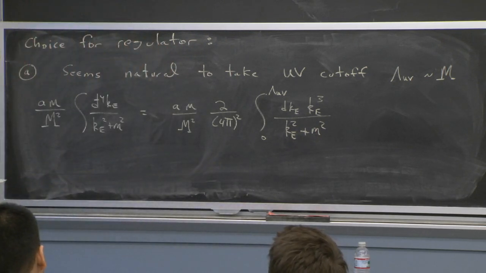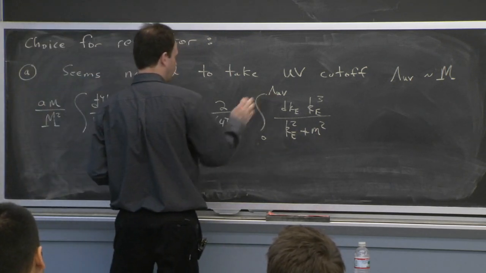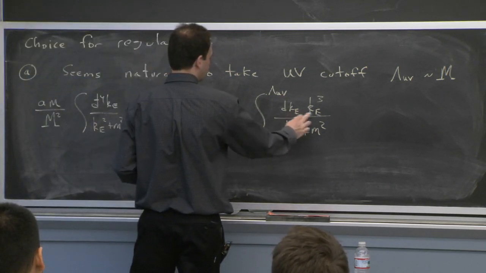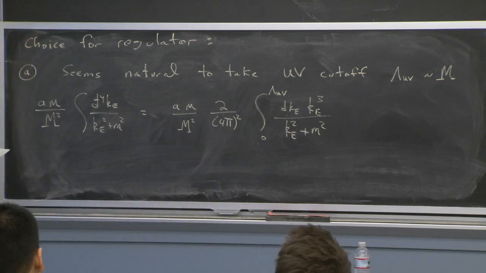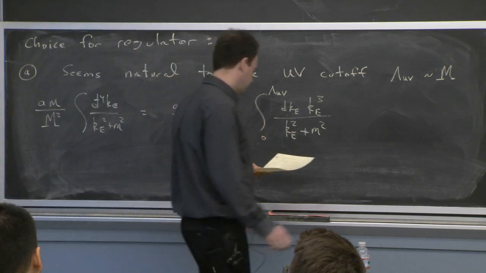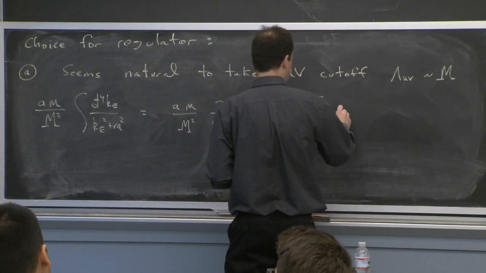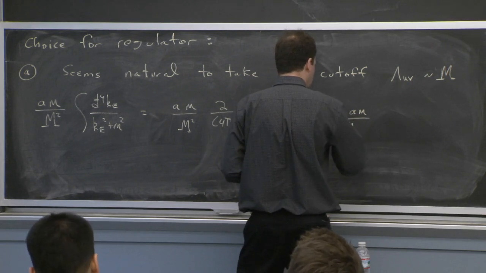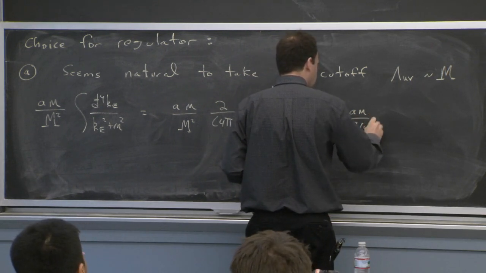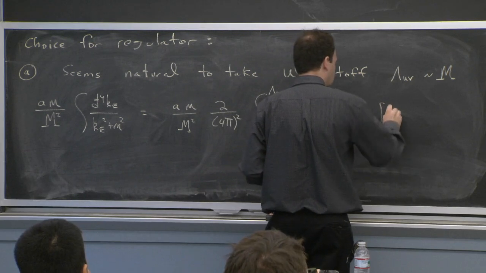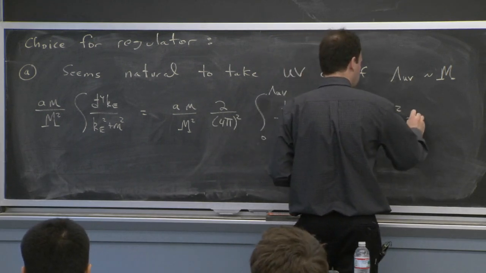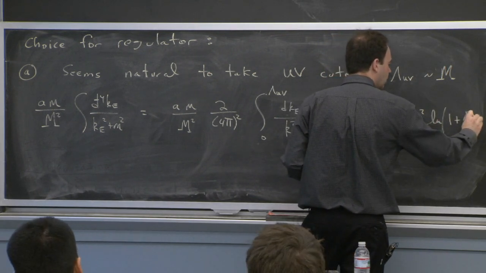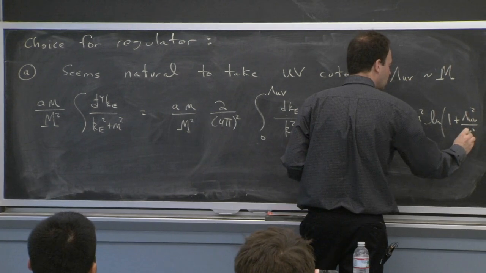So if we do that in this case, then the radial integral, we can cut off with a hard cutoff lambda UV. And just by dimensions, the d4k becomes k_E times k_E cubed. So this is the radial k now. And this integral we can do exactly. There's a loop factor, 4 pi squared. There's a lambda UV squared. And then there's a logarithm. It goes like lambda UV squared over little m squared.